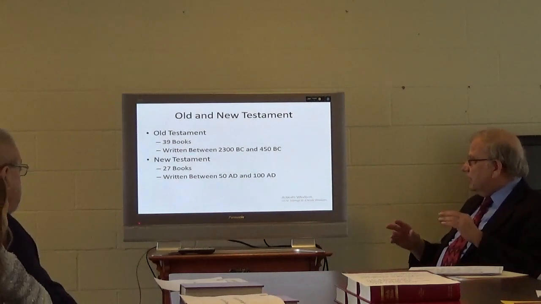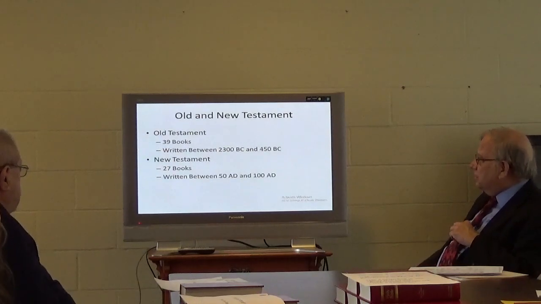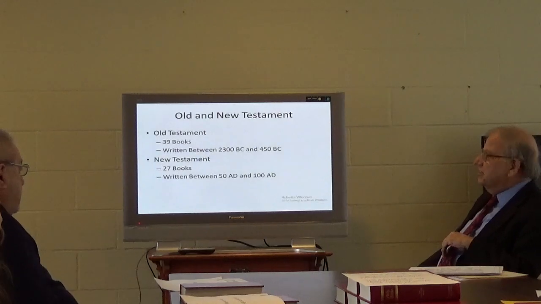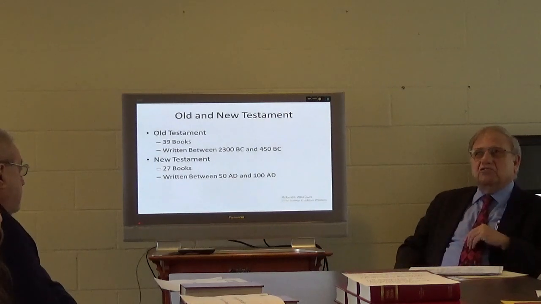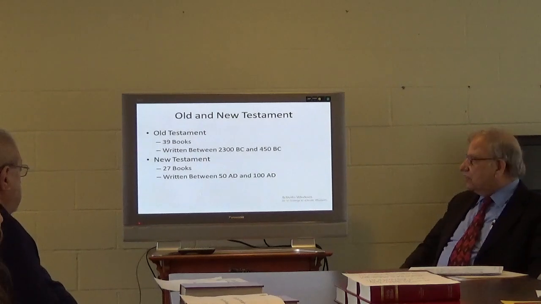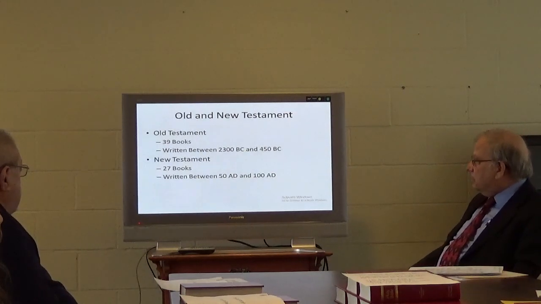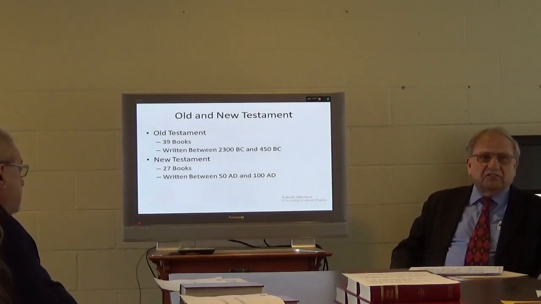Now it turns out that the 39 books, we sort of made 39 out of them. Originally there were 22, but what they did is they split some of them up. So they ended up with 39. New Testament, there are 27 books written between 50 AD and 100 AD, just 50 years.